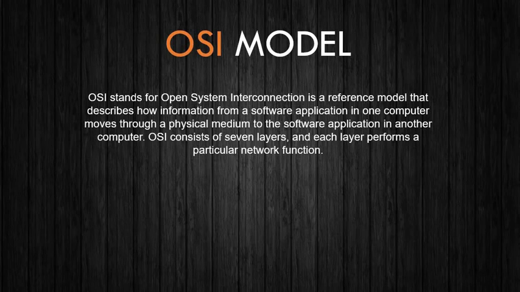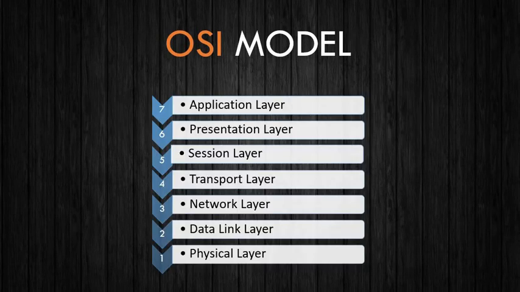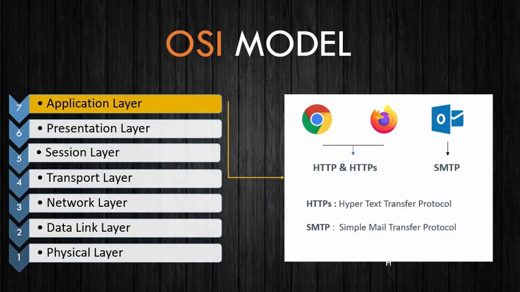Each layer of the OSI model has its own protocols that are used to make communication more reliable, fast, and secure. These are the 7 layers of the OSI model: application layer, presentation layer, session layer, transport layer, network layer, data link layer, and finally the physical layer. Starting with the application layer.